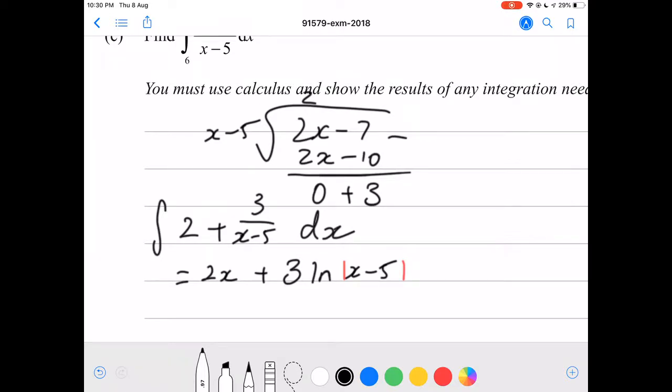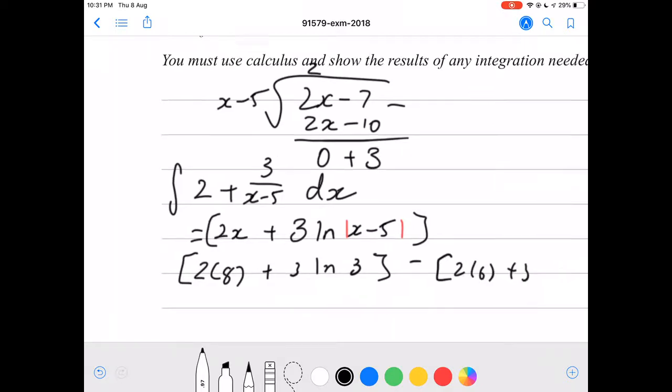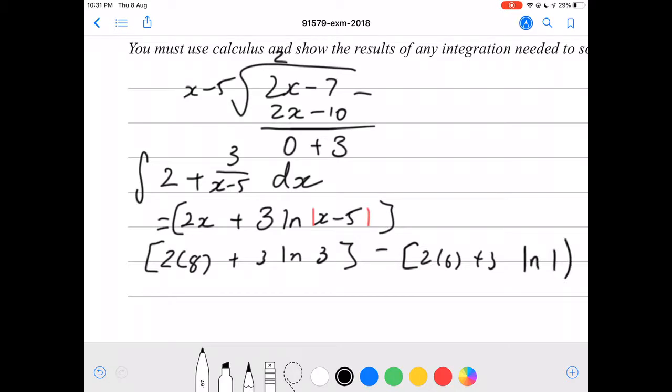But for the 3 divided by x minus 5, if you differentiate the denominator x minus 5, that's 1. Notice that 3 is 3 times 1, so therefore you have to add the 3 before the ln of x minus 5 in order to make the 3 at the numerator. Right, so that's our definite integral, and we're going to find the difference between 8 and 6. So 2 times 8 plus 3 ln of 3 minus 2 times 6 plus 3 ln of 1.